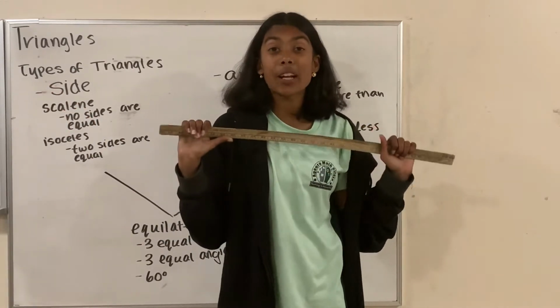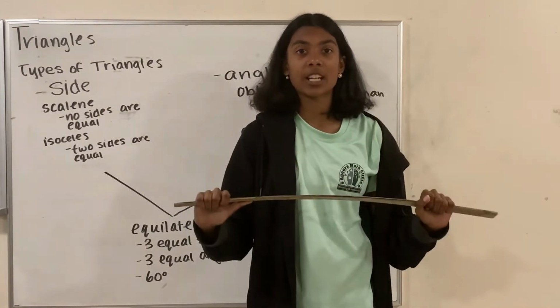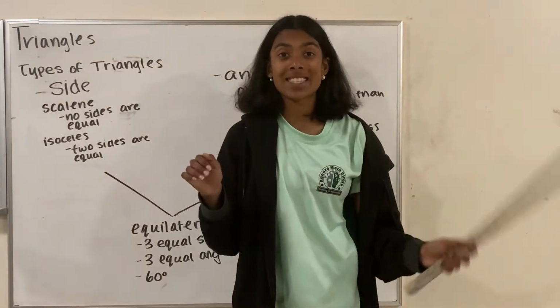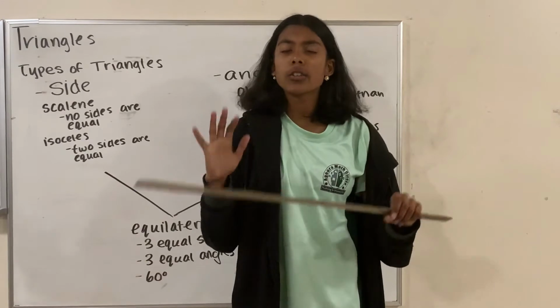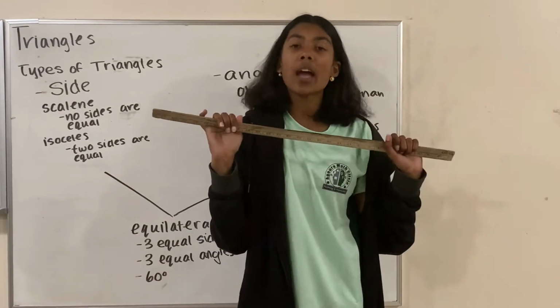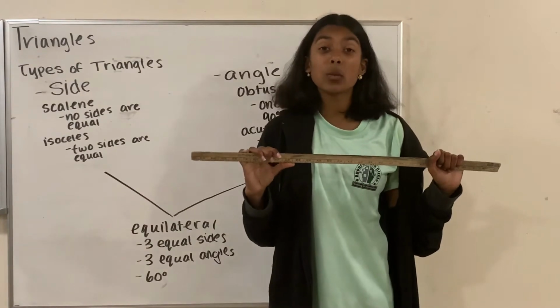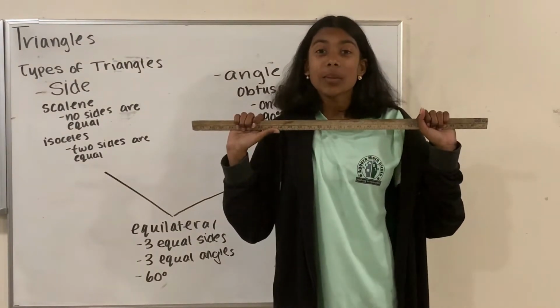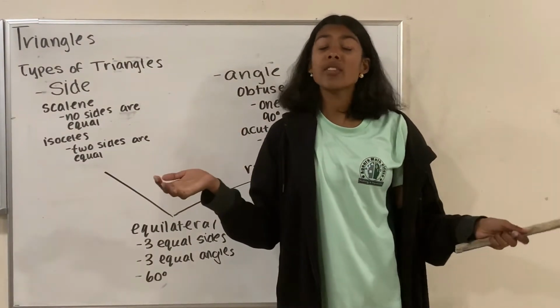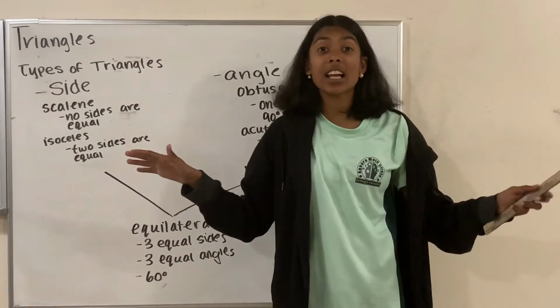So we classify triangles by two different criteria. We either classify them by side or by angle. So let's start with side. First, we have our scalene triangle. It's a really weird name. And basically that means that if you have a scalene triangle, none of the sides are equal.